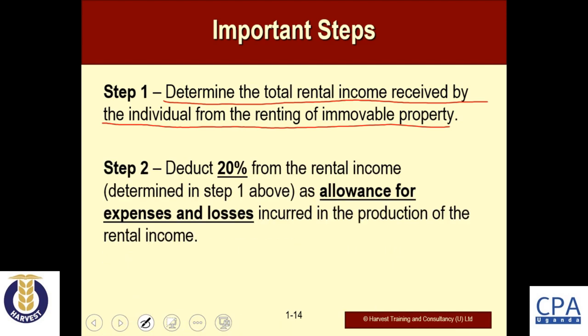In step number two, we proceed to deduct 20% of the rental income as determined in step number 1 above as an allowance for expense and losses incurred in the production of the rental income. So here what we are saying is that after getting the total rental income in step number 1, get 20% of that. That is going to be what the law is going to allow you as an allowance for expenses and losses. So you're going to be allowed a deduction for that 20% because they believe that you have incurred some expenditures and losses while you're deriving that rental income.